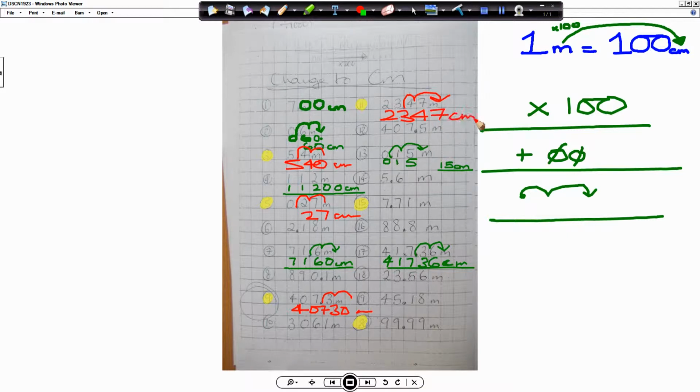Okay, 7.71, times that by 100. Khadija, can we focus on the task at hand, please? Okay, 99.99, times that by 100. That gives you 9999 centimeters. That's the exercise there.